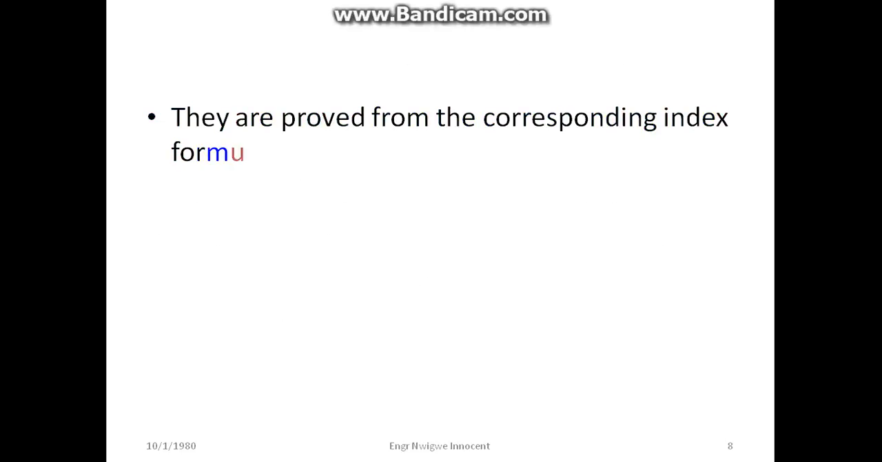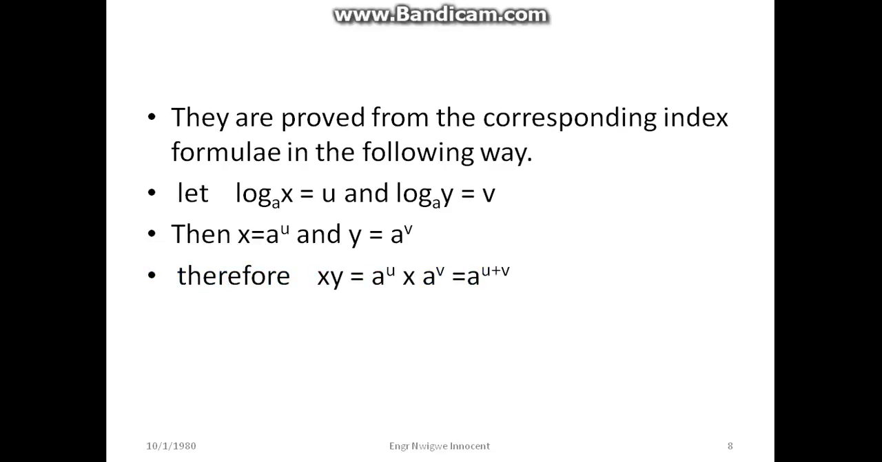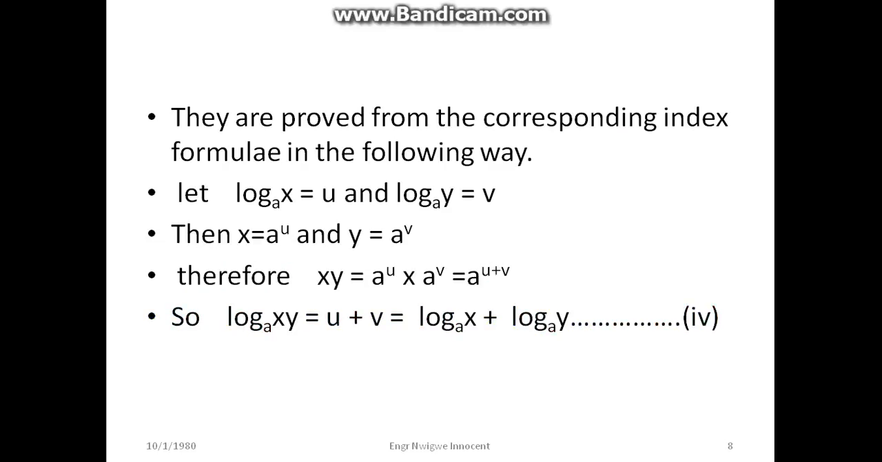They are proved from the corresponding index formulas in the following way. Let log x to base a equal u and log y to base a equal v. Then x is equal to a raised to power u and y is equal to a raised to power v. Therefore, xy is equal to a raised to power u times a raised to power v, which is equal to a raised to power u plus v. So log xy to the base a is equal to u plus v, which is equal to log x to the base a plus log y to the base a. This is the proof of equation 4.